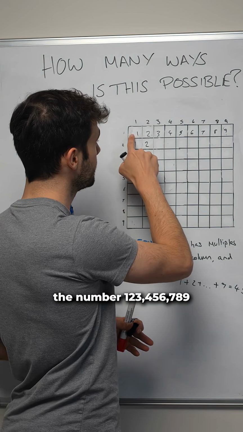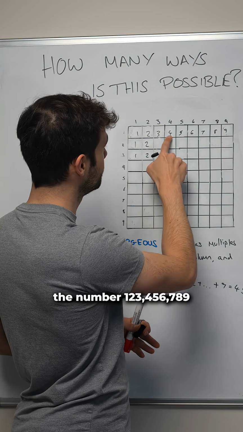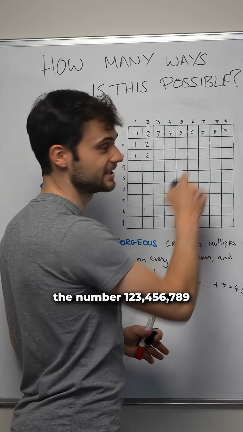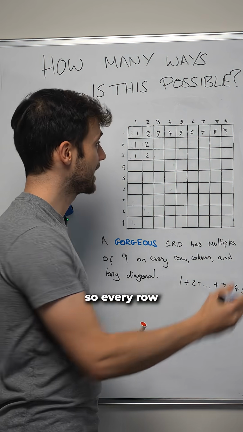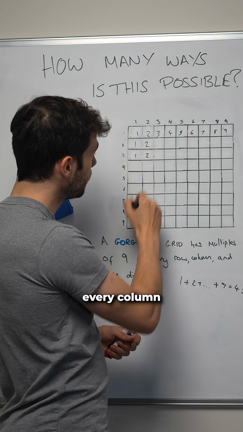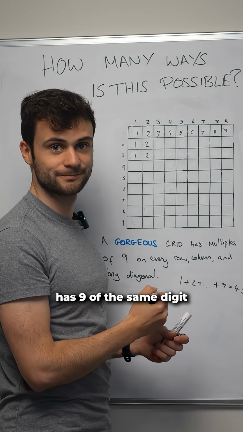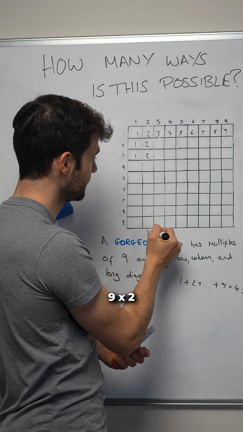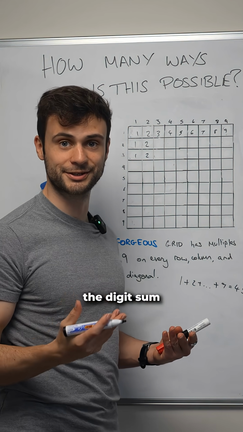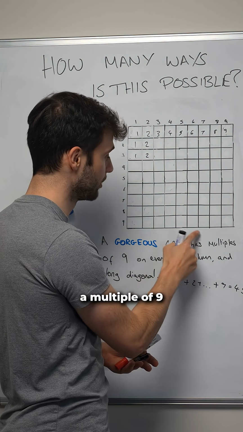So therefore, the number 123,456,789 is indeed a multiple of 9. So every row will work. Every column has 9 of the same digit. So it's going to be 9 times 1, 9 times 2, 9 times 3 when we're considering the digit sum. So every column will be a multiple of 9 as well.